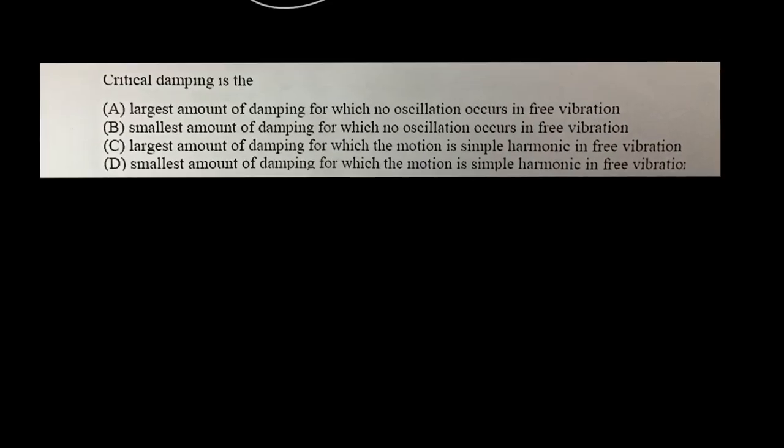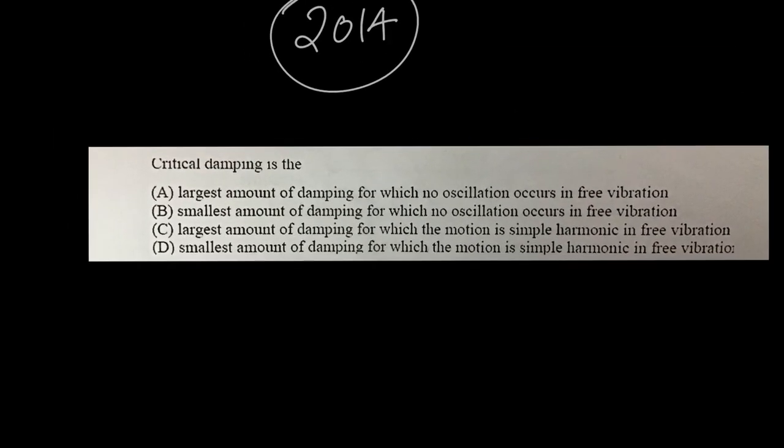Now let's go through the four options. The first option reads, it is the largest amount of damping for which no oscillation occurs in free vibration. Pay attention to each of those details. It is the largest amount of damping for which no oscillation occurs in free vibration. And the second option reads, it is the smallest amount of damping for which no oscillation occurs in free vibration.